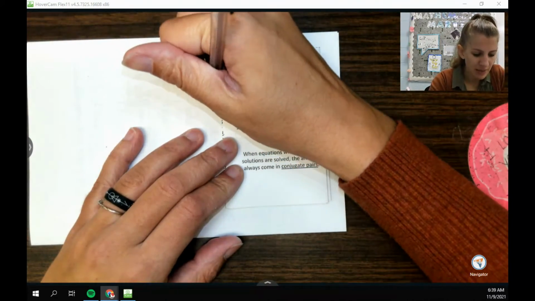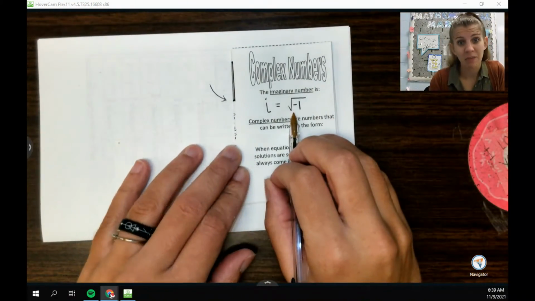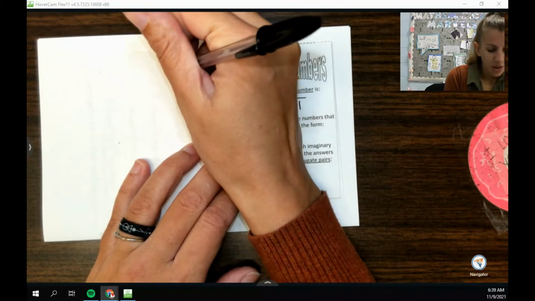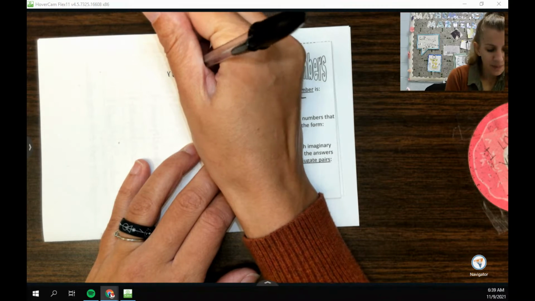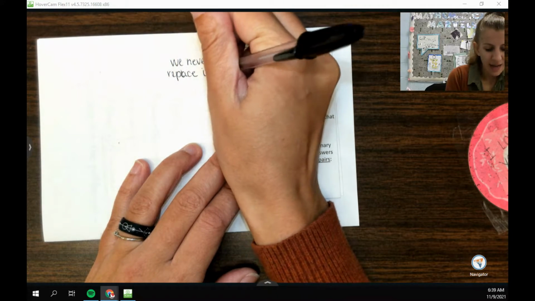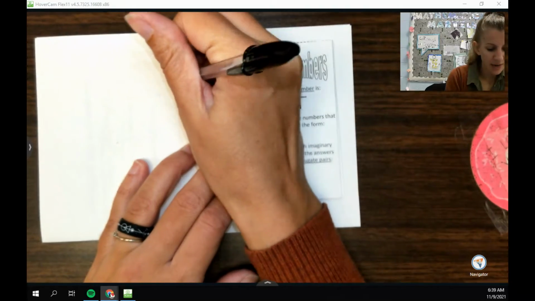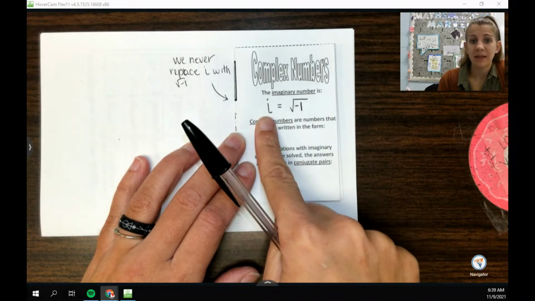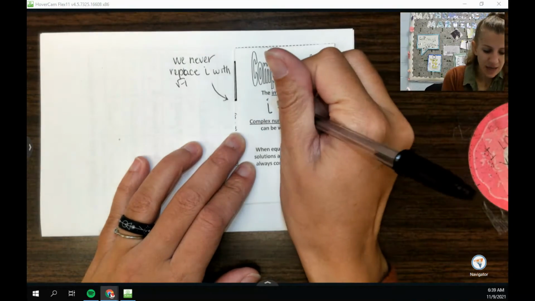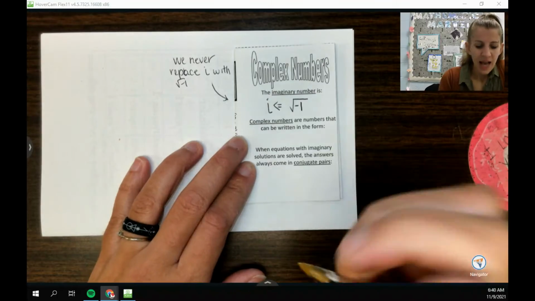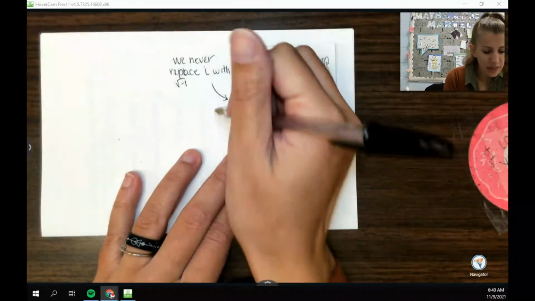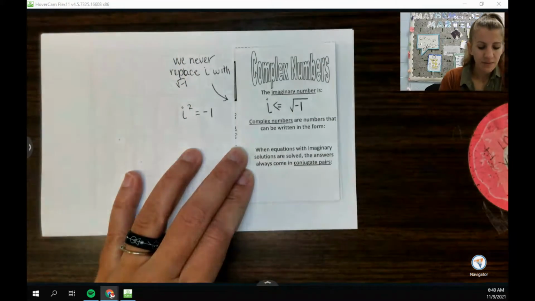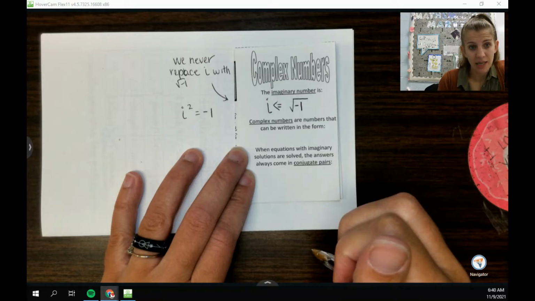Now a little note that I want to make about this imaginary number. We never replace i with the square root of -1. We only go the other way. So if I see the square root of -1, then I replace it with i. So basically if you see this, you'll call it that. However, I can square both sides, and the moment I square both sides, I get that i squared equals -1. And now I'm back in real land.